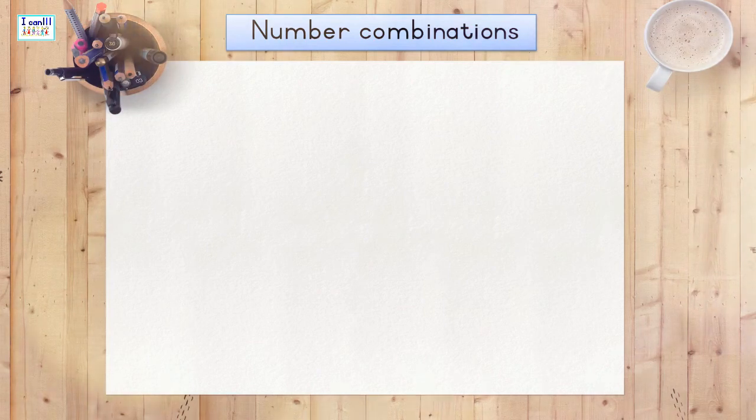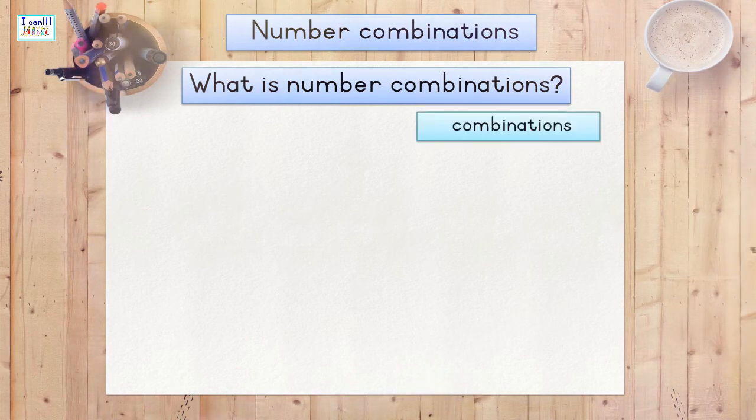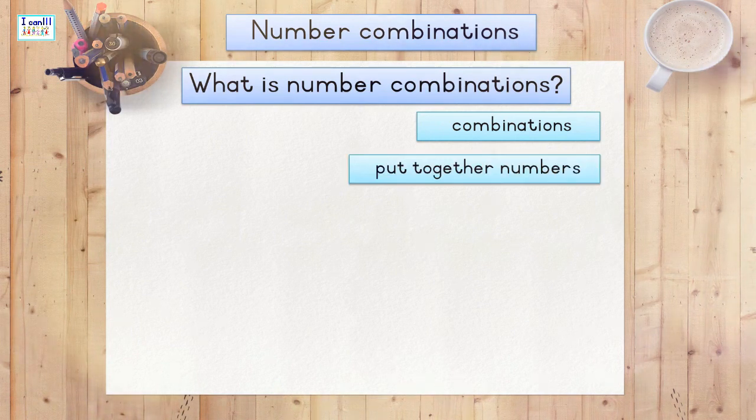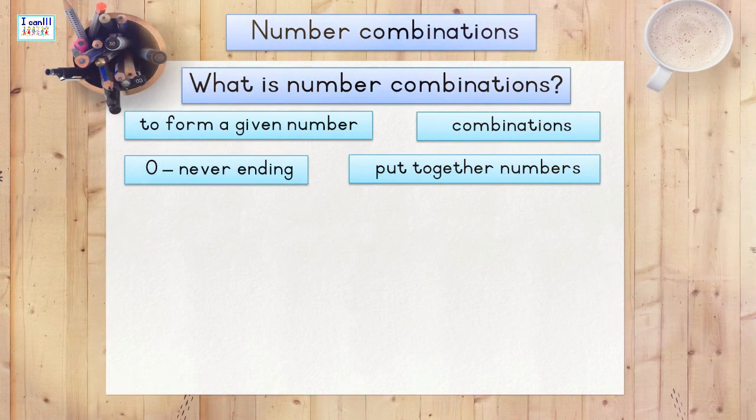Number combinations. What is number combinations? It is combinations, or we put together numbers to form a given number. It can be any number from naught to never ending.